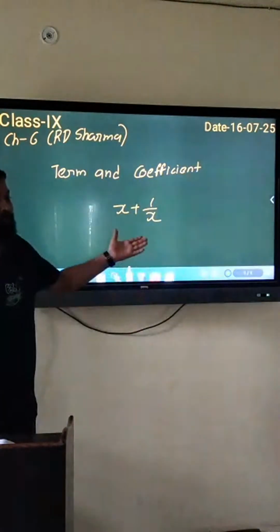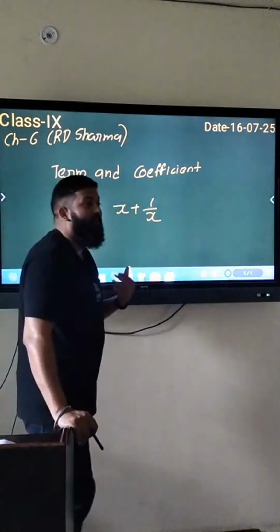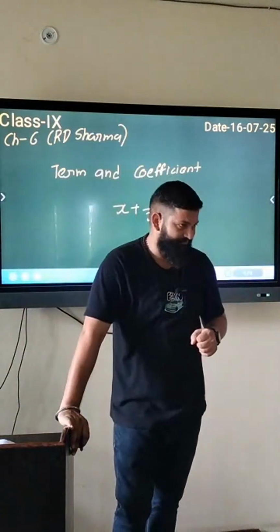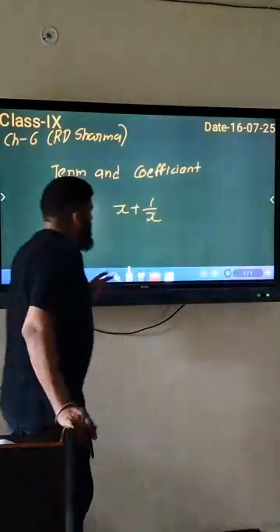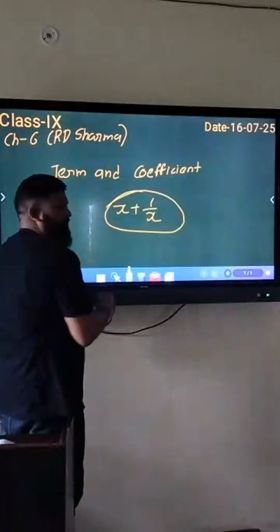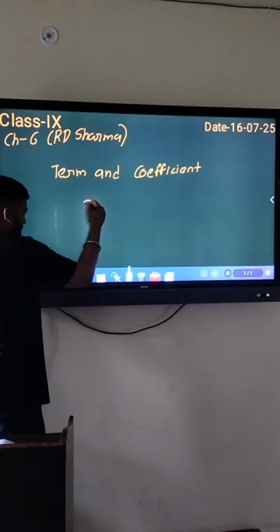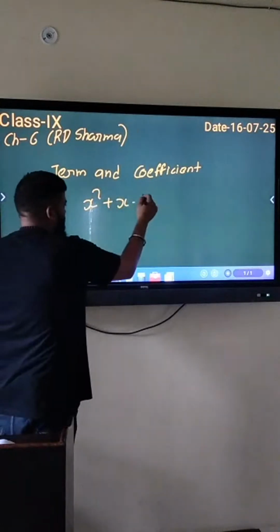This is not a polynomial. First of all, this is the polynomial. Why am I repeating? First of all, you have to say this is not a polynomial. Now, if x square plus x plus 1 is given, how many terms are there?